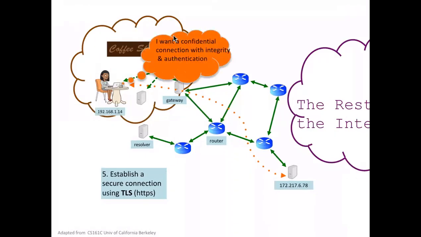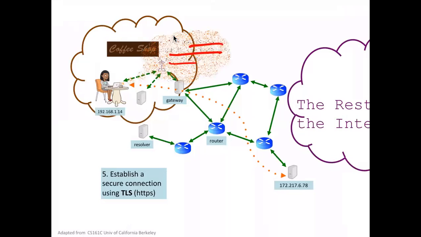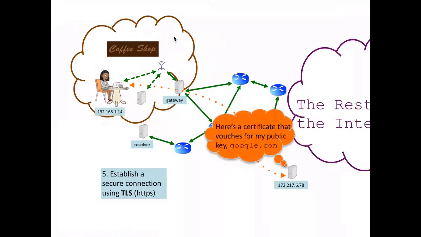So of course, Alice wants a confidential connection with integrity and authentication. And then the next step is this guy sends a certificate, and the certificate is about the public key. Okay. And then, as a result of that, when she receives the public key, she will send a challenge.